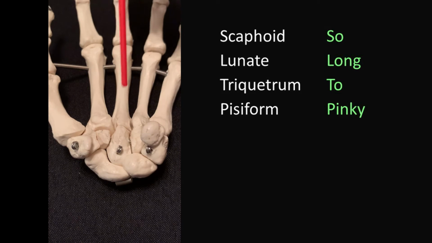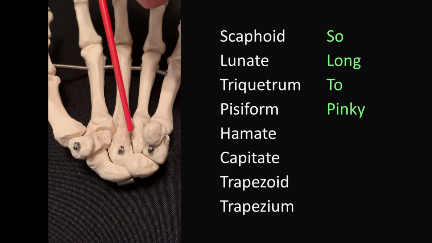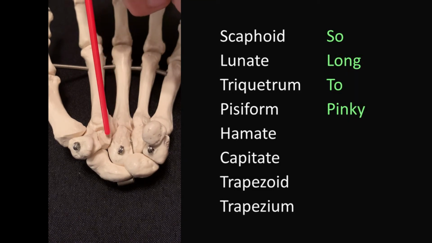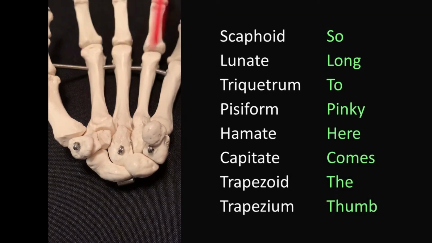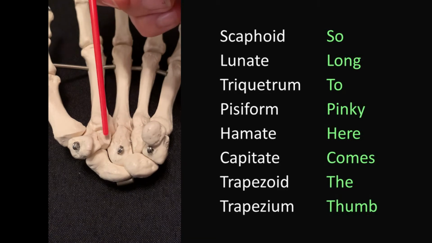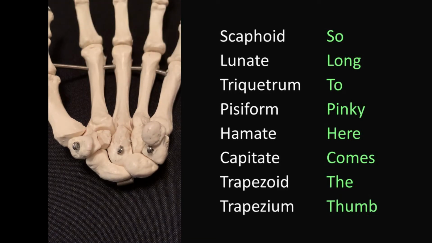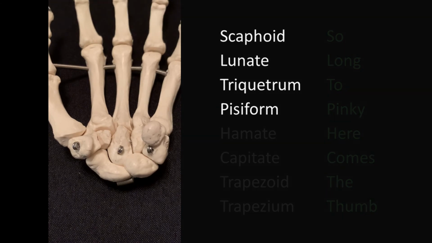Then behind that, the hamate, the capitate, the trapezoid, and the trapezium. Here comes the thumb. So again, so long to pinky. Here comes the thumb. And then the second mnemonic that I want to teach you starts out the same direction.